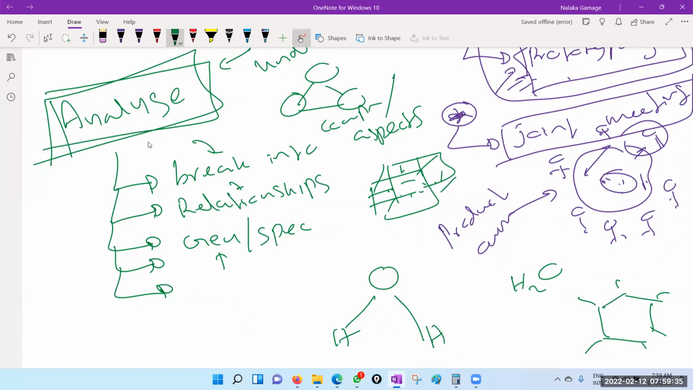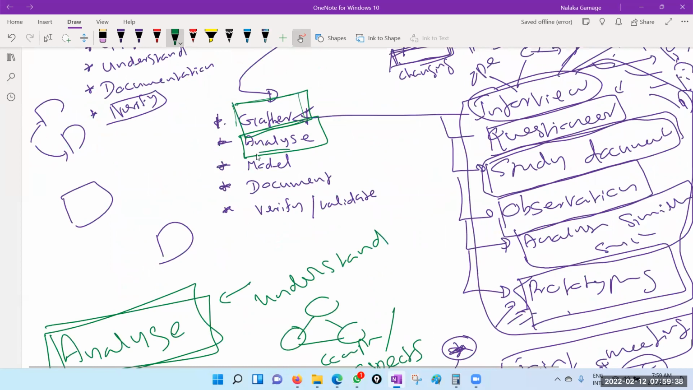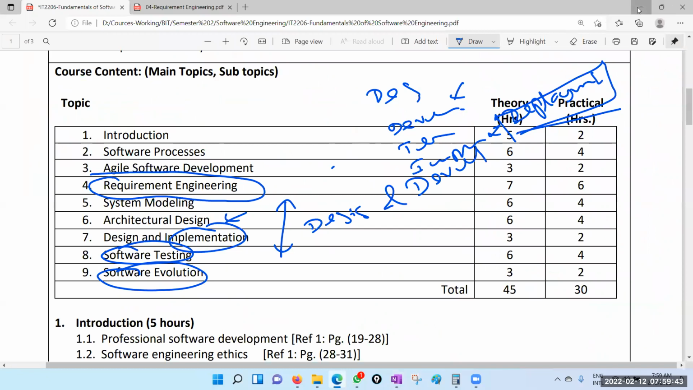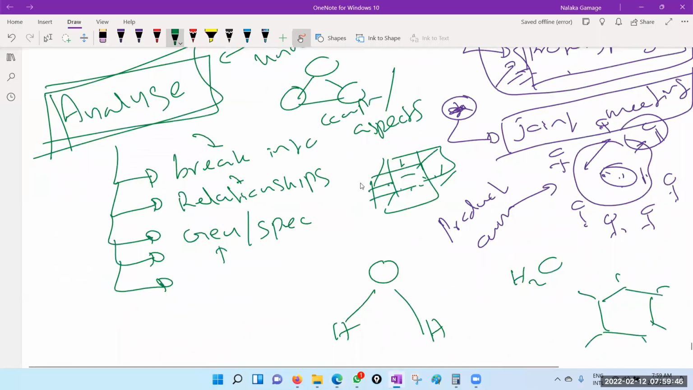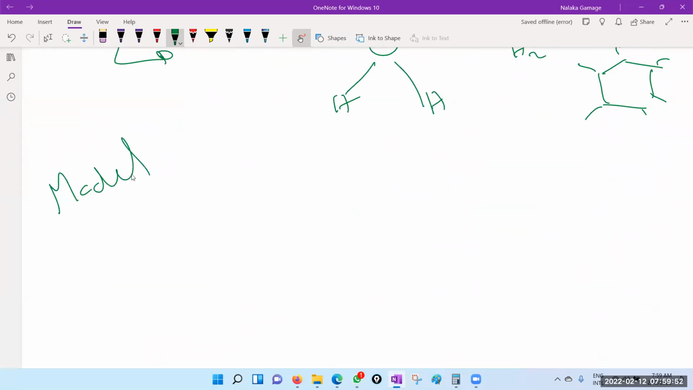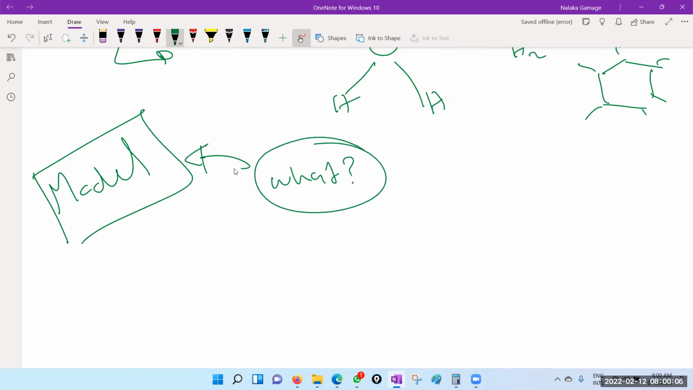Right. So that is analysis. So next we have modeling. Now remember we have a separate topic called modeling, system modeling. Right. So what is meant by modeling? So therefore let's take it separately. So what is a model? First of all, you must know what is a model, because modeling is making those models, right? So what is a model? Can you give me examples of a model? Examples.